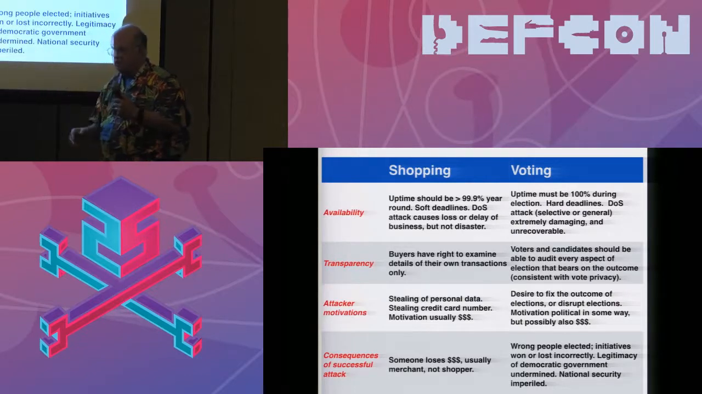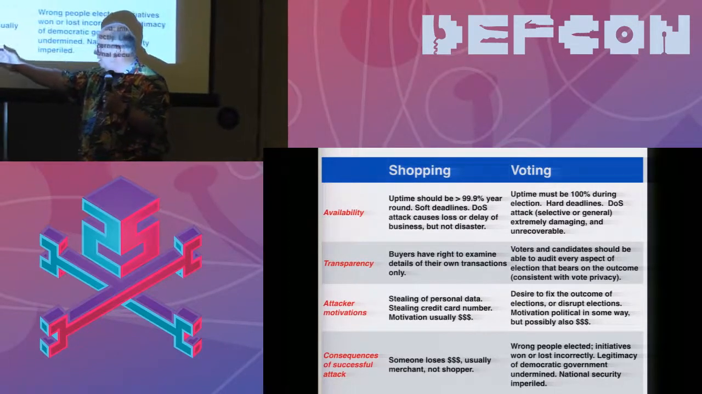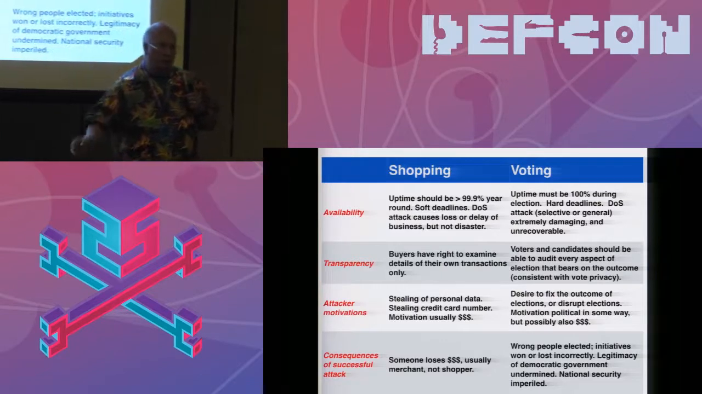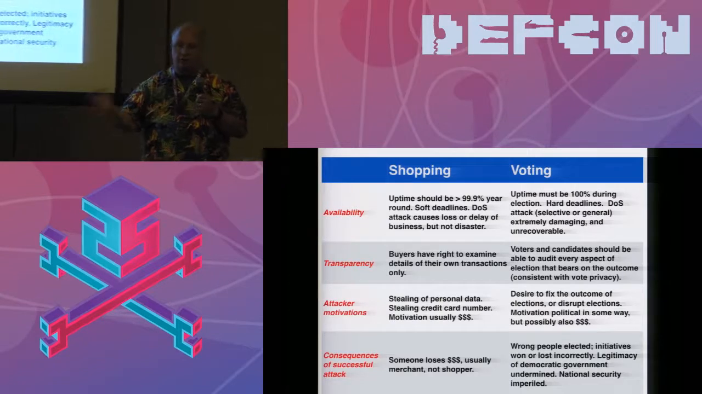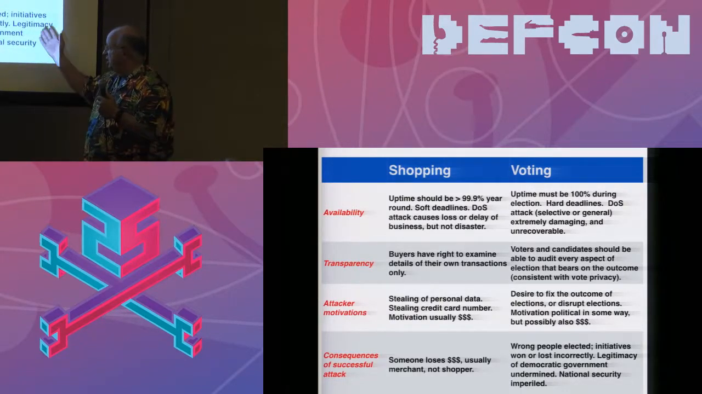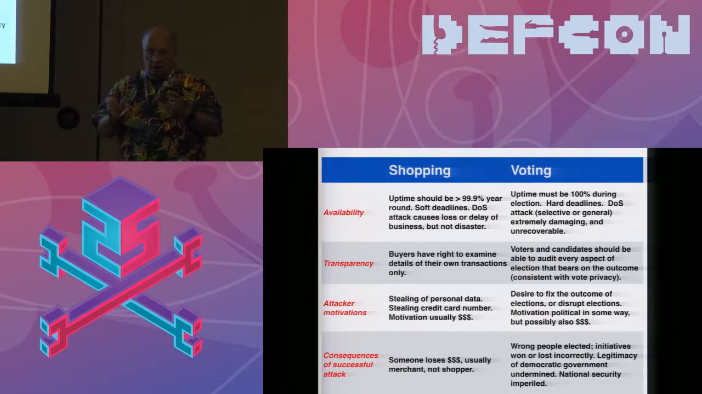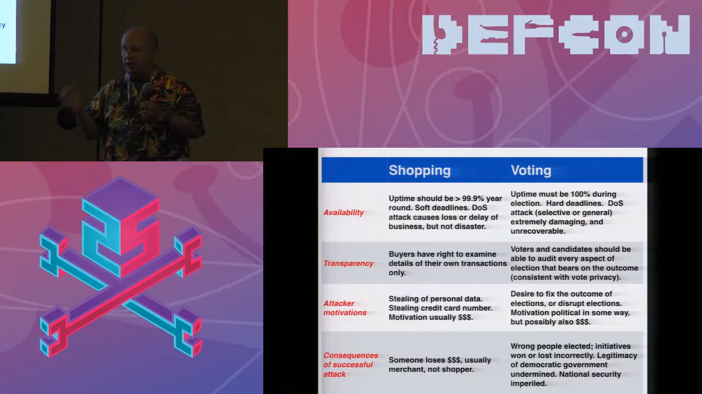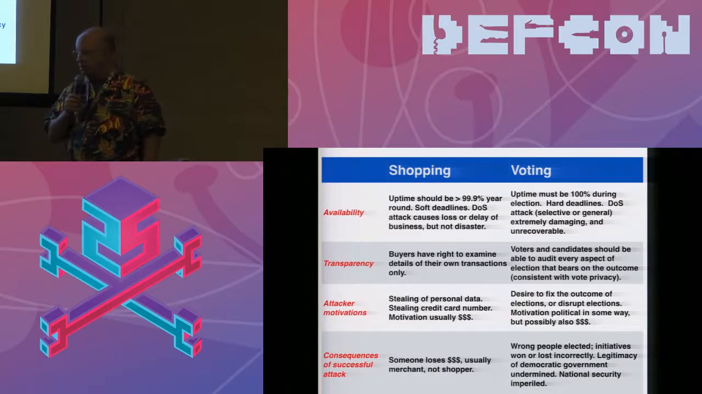And finally, the consequences of a successful attack are completely different in the voting and e-commerce world. Somebody loses money, usually the merchant, not the shopper, with a fraudulent or faulty transaction in the shopping world. But in the voting world, the wrong people may be elected, the wrong initiatives that should have passed fail or should have failed pass. And the legitimacy of democratic government is undermined, and our national security is imperiled. So the bottom line here is voting, security, privacy, transparency, availability, reliability, all in every dimension more difficult than the security problems that you may have encountered in other application domains.